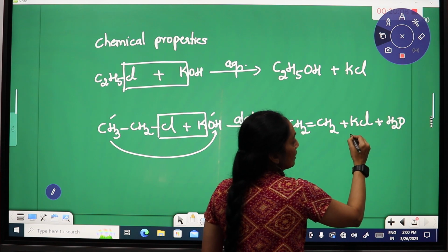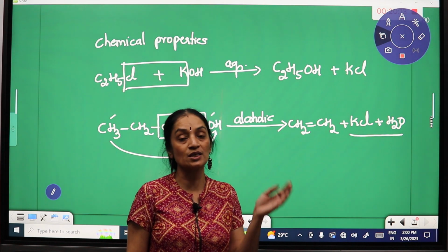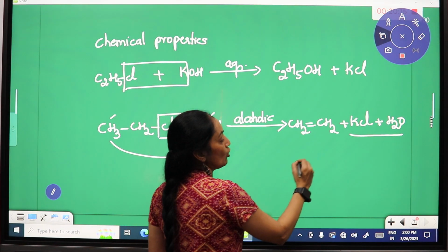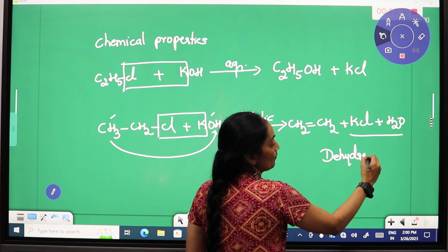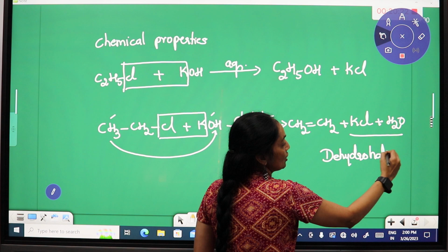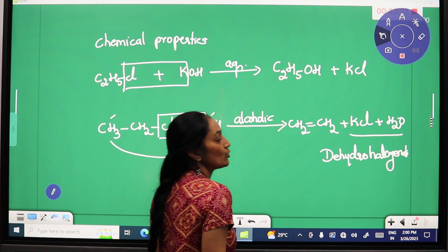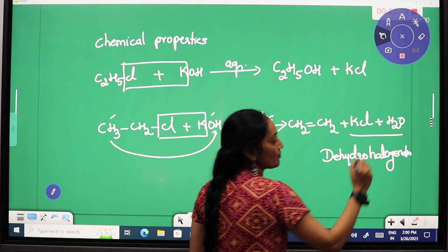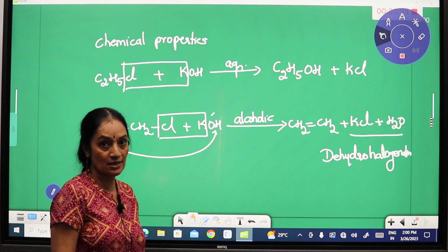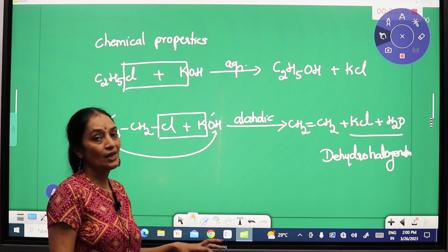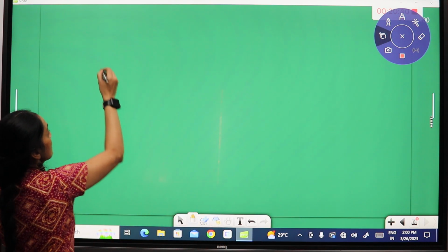Now see here, I am trying to eliminate KCl as well as water, that is, I am removing a halogen as well as water. So, we call this reaction dehydrohalogenation reaction. We are removing water as well as a halogen simultaneously. Based on dehydrohalogenation, let me take one more example.